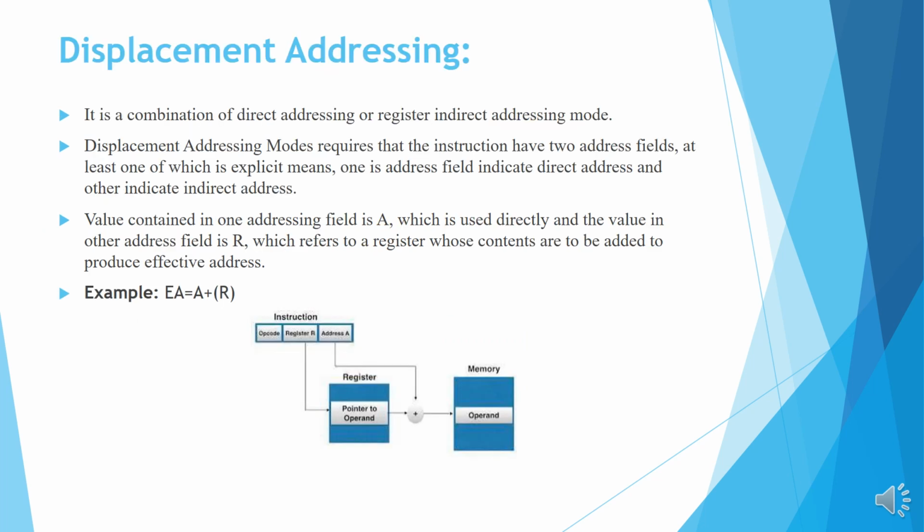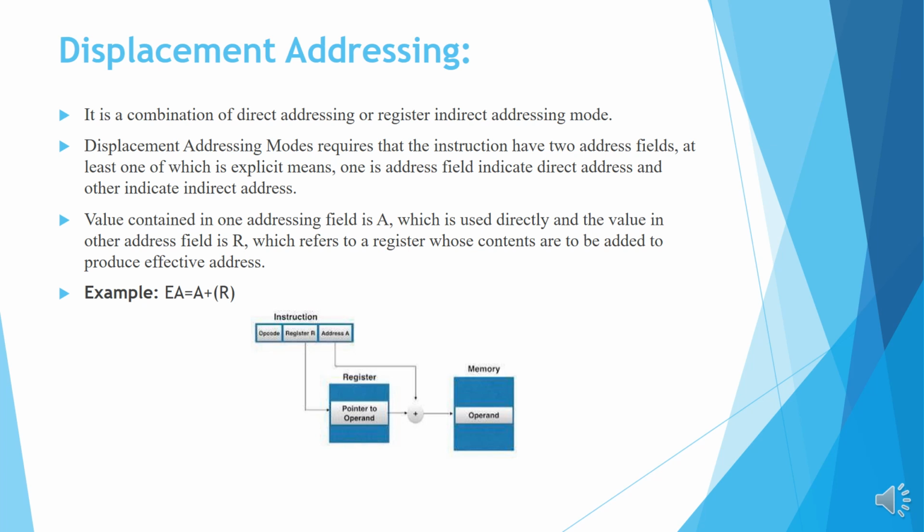Displacement addressing is a combination of direct addressing and register indirect addressing mode. Displacement addressing mode requires that the instruction have two address fields, at least one of which is explicit, which means one address field indicates the direct address and the other indicates the indirect address. One addressing field is A, which gives the direct value, and the other address field is R.